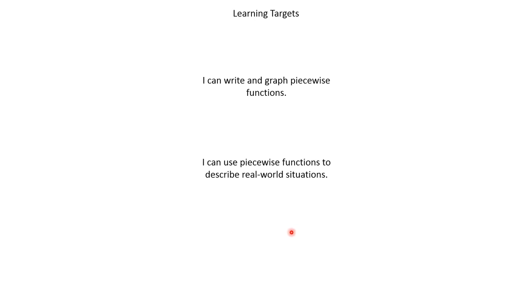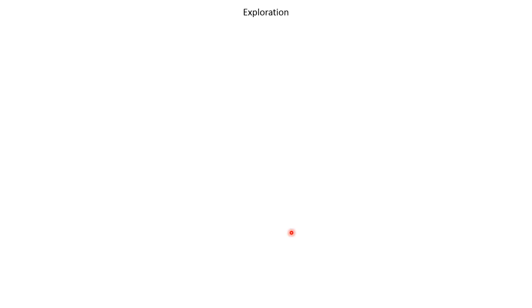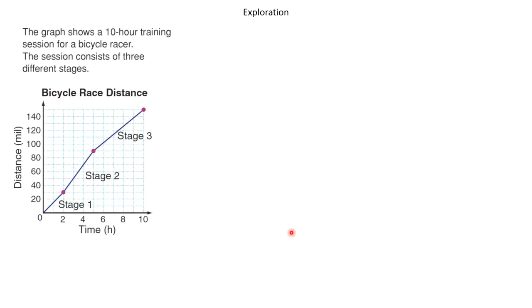So, we're going to start this out a little bit different. Instead of starting directly with instruction, we're going to start with an exploration for you to do. Now, this involves only stuff that you've already done before, so you should be able to do this. We're going to start out with a problem. The graph shows a 10-hour training session for a bicycle racer. The session consists of 3 different stages.